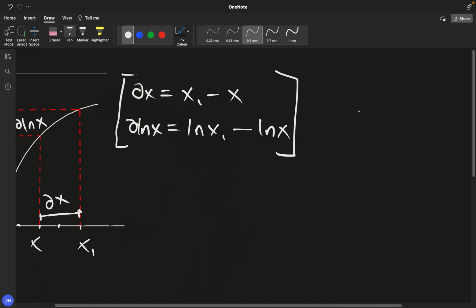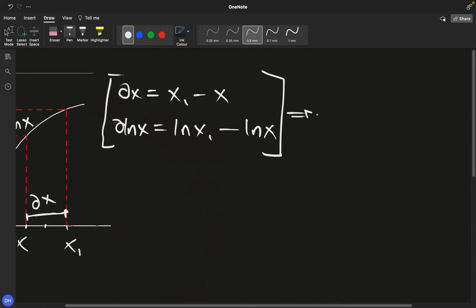I'm also going to quickly just rewrite this one here. I'm just going to get x1 on its own. x1 equals x plus delta x.